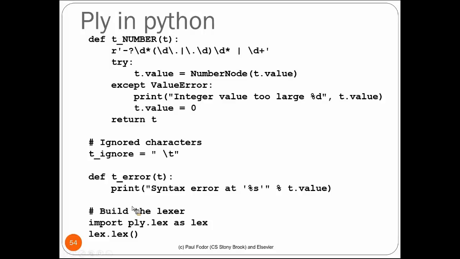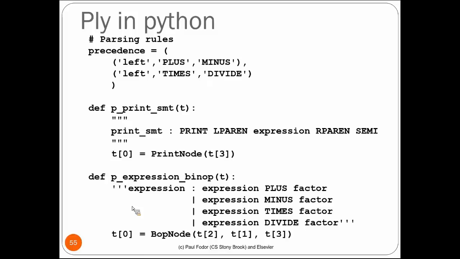We build a lexer, so we can start writing the parser. The parser only contains plus, minus, divide, and times. A print statement is the print token followed by left parenthesis, followed by expression, followed by right parenthesis, followed by semicolon. And the print node prints that specific node. T0 is assigned a print node for that specific node. And we see that we don't evaluate anything in the parser. We leave it until after we parse the syntax tree. A binary expression is an expression plus a factor. You can replace factor with expression, and this is still correct because we have the precedence rules defined above as left associative. We'll see what that means in control flow.